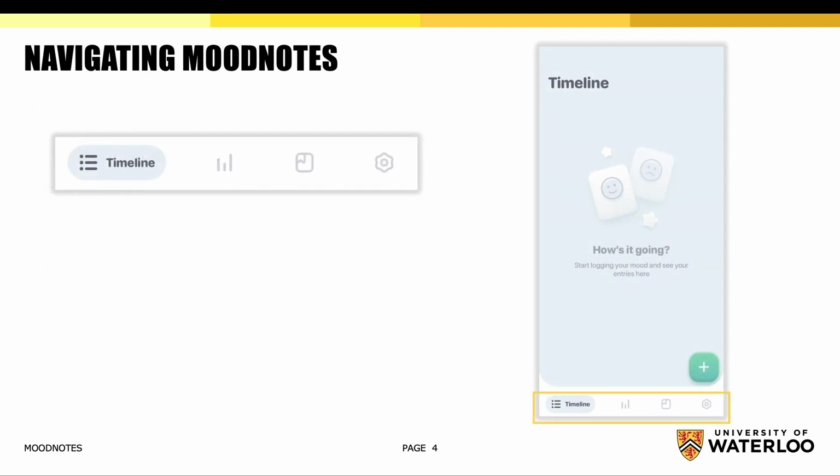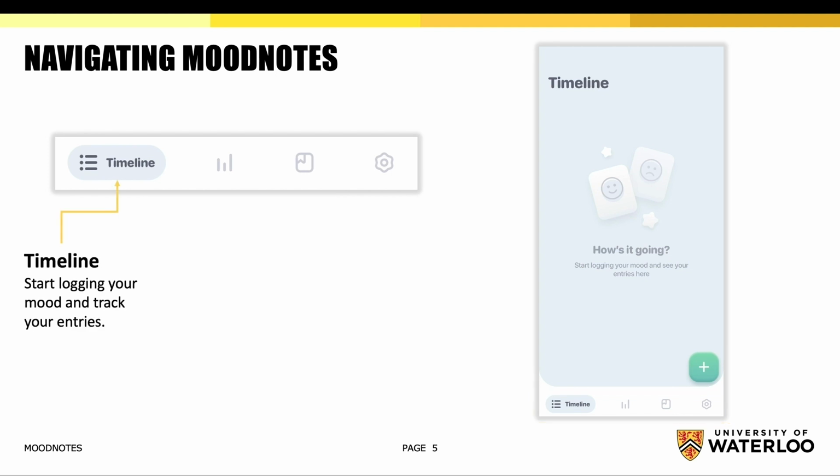The navigation panel on Moodnotes can be found at the bottom of your screen. It consists of 4 sections. The timeline provides an overview of all of your logged entries. It is a great way to track how your mood changes between entries.